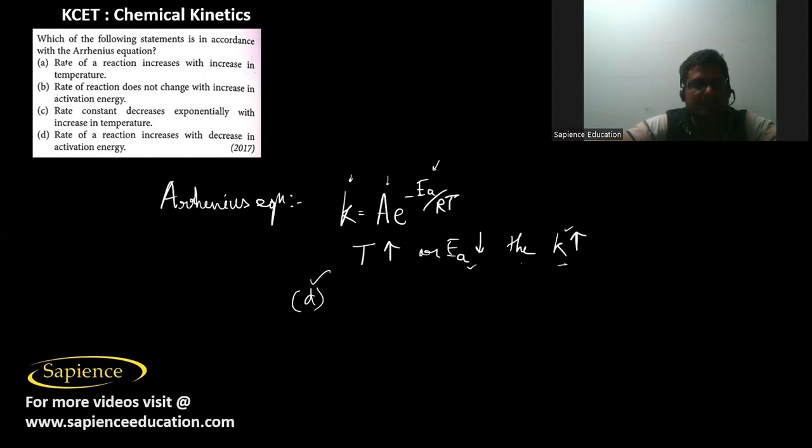Then it is told in option A, rate of a reaction increases with increase in temperature. That is also true. And in B, it is told rate of reaction does not change with increase in activation energy. That is wrong. Rate constant decreases exponentially with increase in temperature. That is also wrong. So the rate of reaction increases with the increase in temperature and with the decrease in activation energy. So options A and D are correct answers.